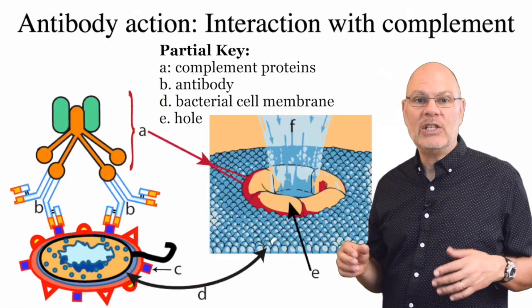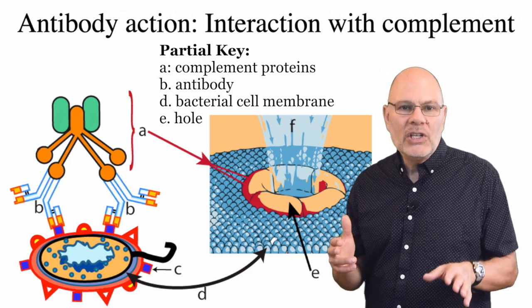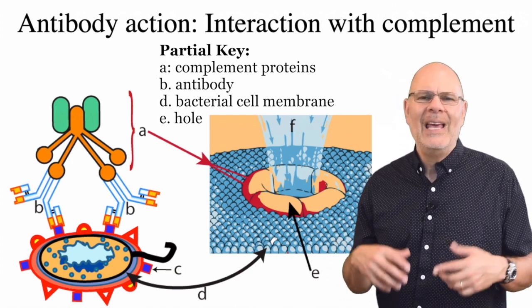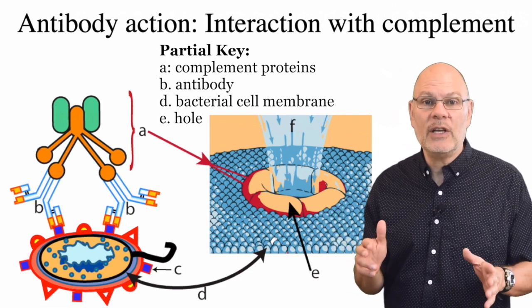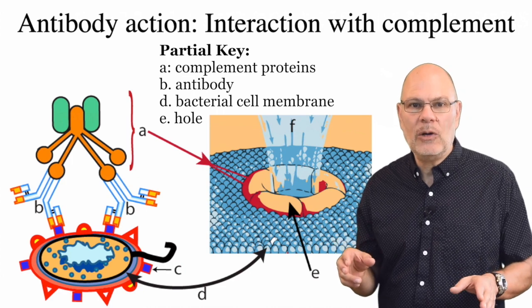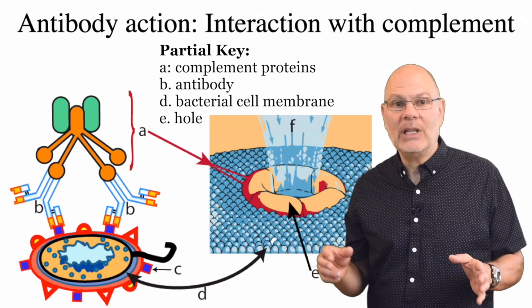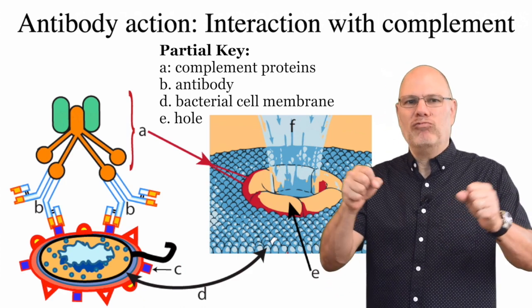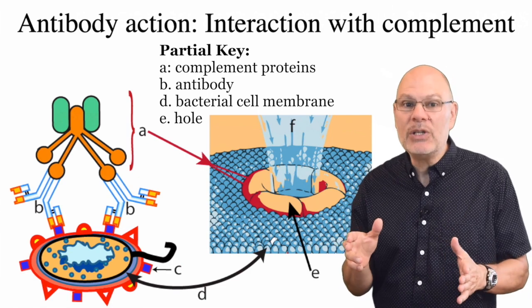The third mechanism involves interaction between antibodies and complement. We discussed complement in the last video. It's an antibacterial group of proteins that's part of non-specific immunity. Here you see antibodies that are bound to an invading bacterium. Those antibodies can then be grabbed by complement, which is shown at letter A. That acts like a ratchet that blows holes in the walls of bacterial cells, which kills them.